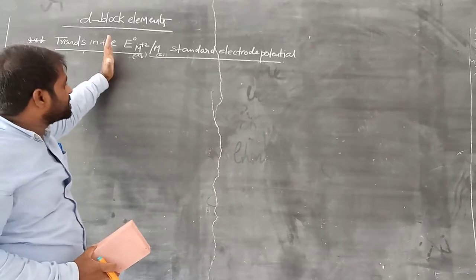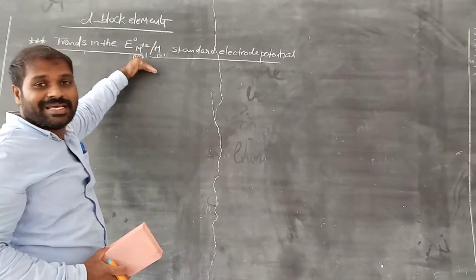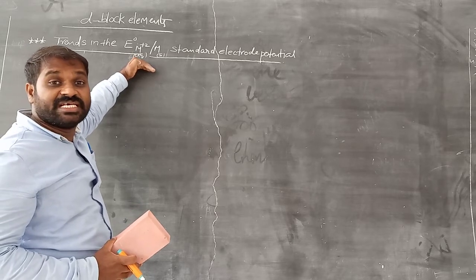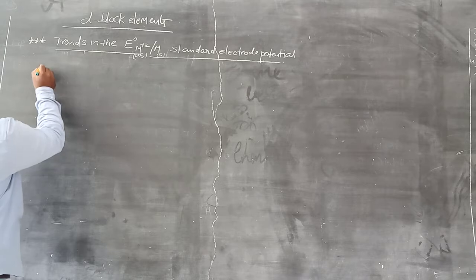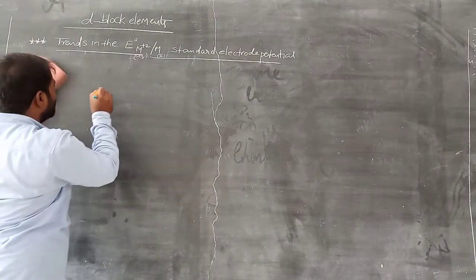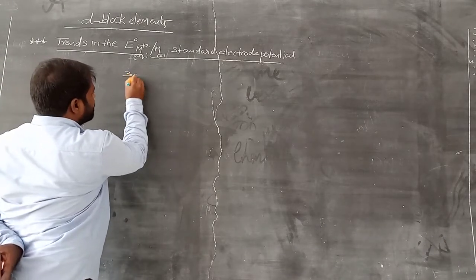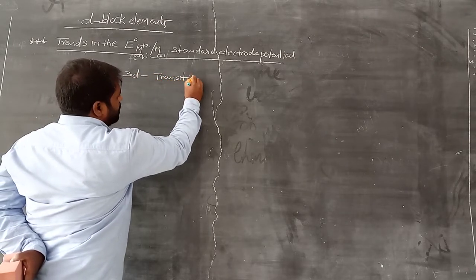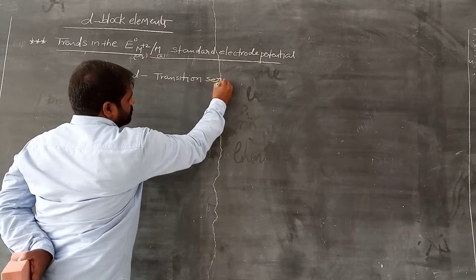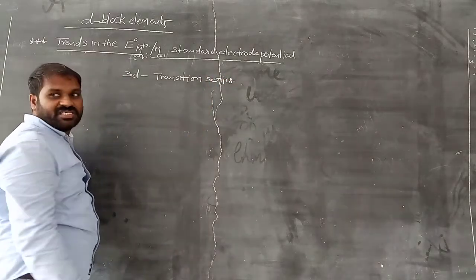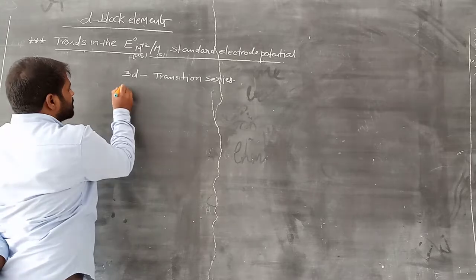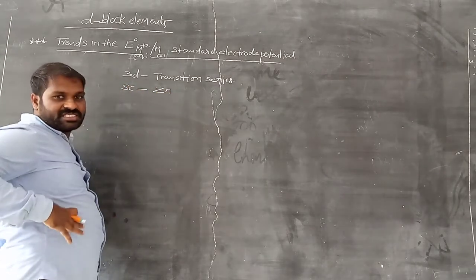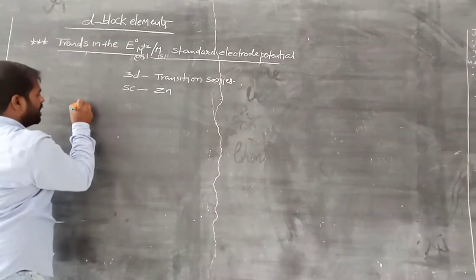Today we are going to discuss the standard electrode potential for transition elements in the 3d transition series. You know very well what the 3d transition series is. That is scandium to zinc. This is called the 3d transition series. Am I right? You know very well.